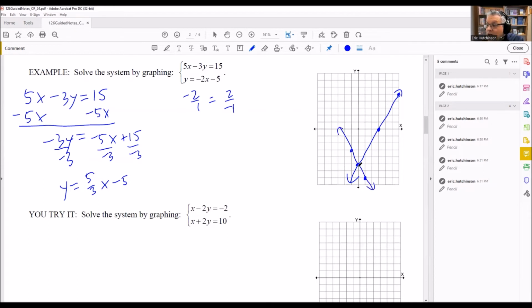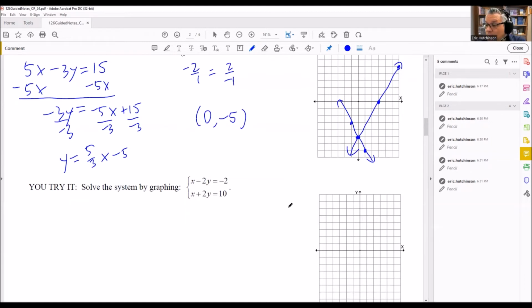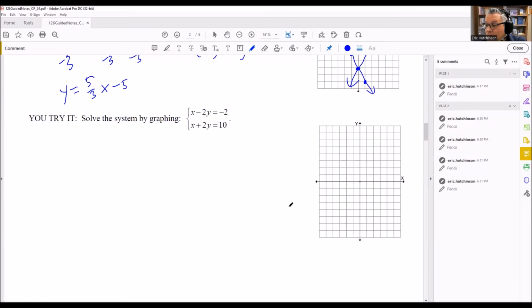And now we see exactly where they cross. They cross right on the y-intercept. And so the y-intercept is 0, negative 5. And so that would be your solution for this one. Let's do one more of those for the graphing.